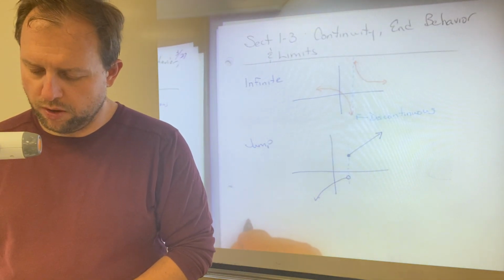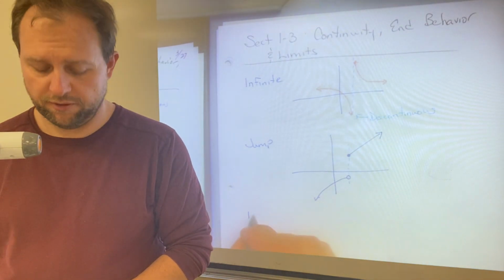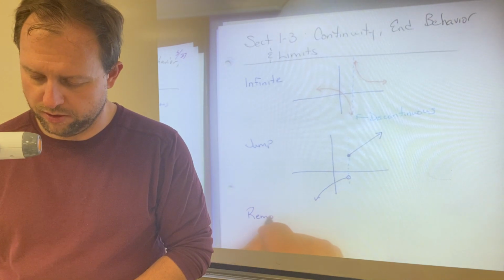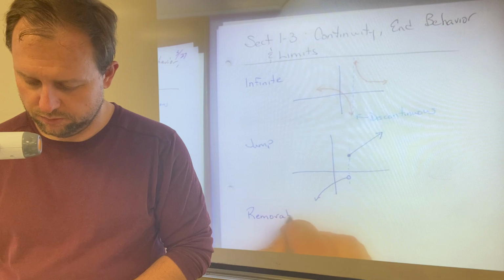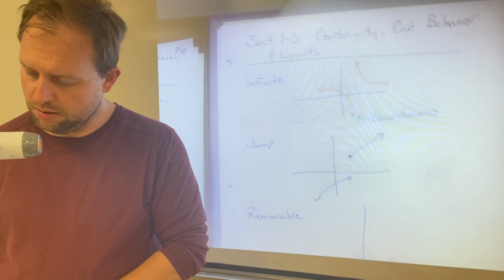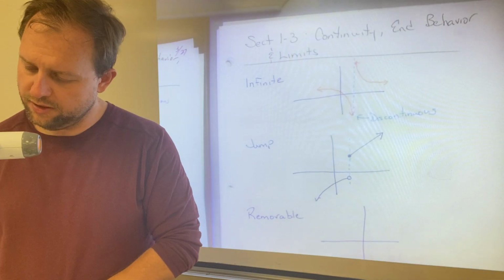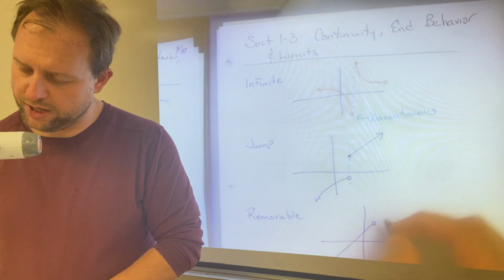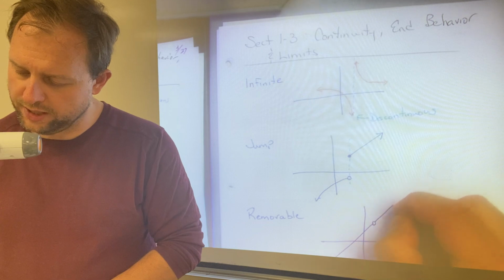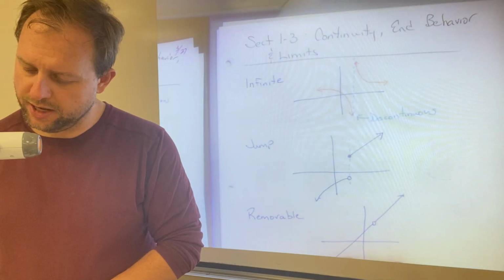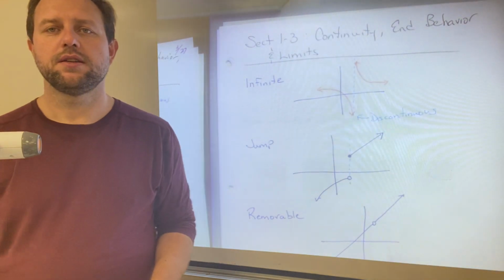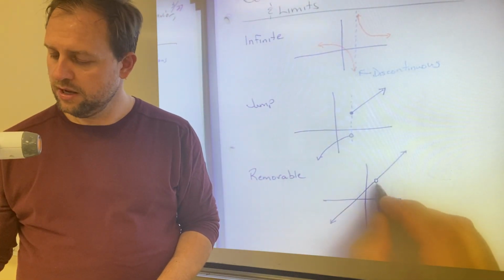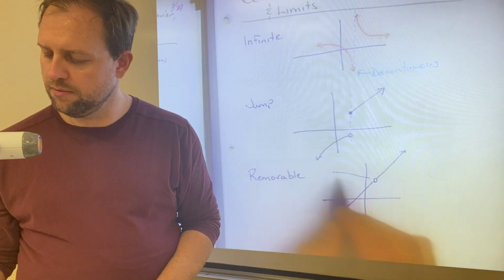And then the third is where we had our functions that would have a hole in them, and we call those removable. Where we have our line, and because it was a fraction, there was one point in the denominator that was not a part of the function. And so we had a hole. That hole was simply removable.